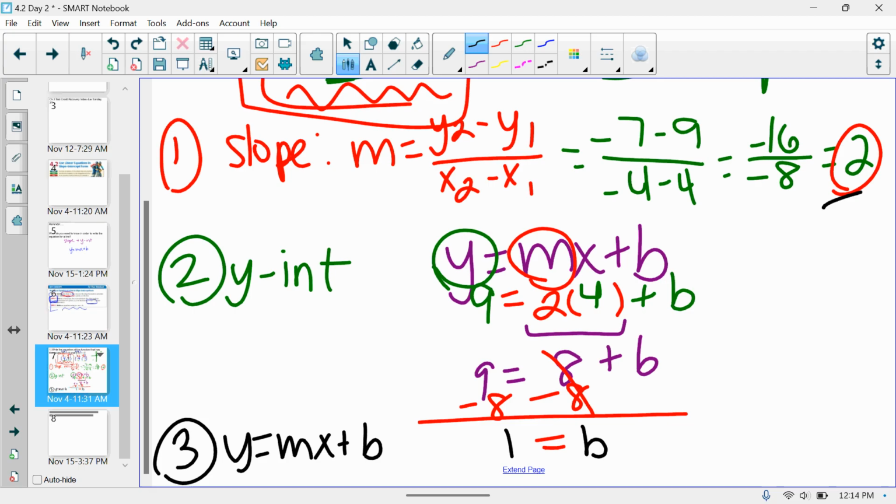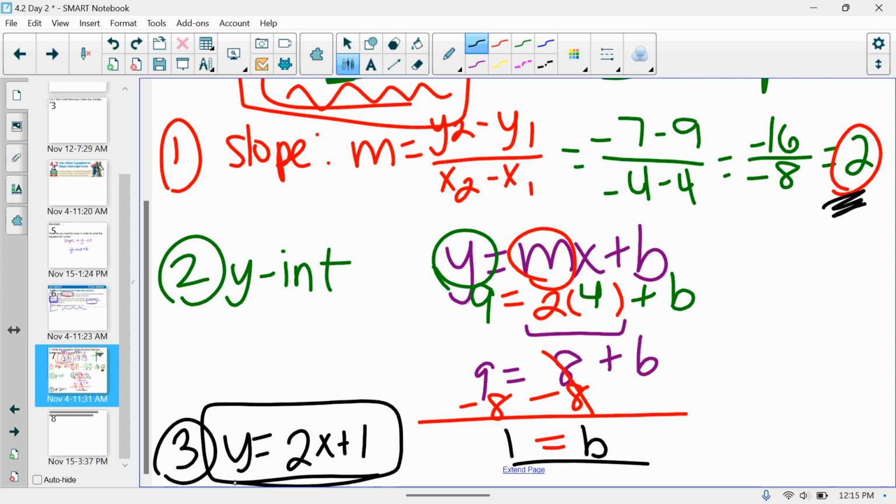So now that we know b, we're ready to write our equation. We'll just take our slope that we found back here. m is slope, right? So we want to make sure we put 2 where m is. And then we just found b on this step, so we can fill 1 in for b. And there we go. That's our equation.